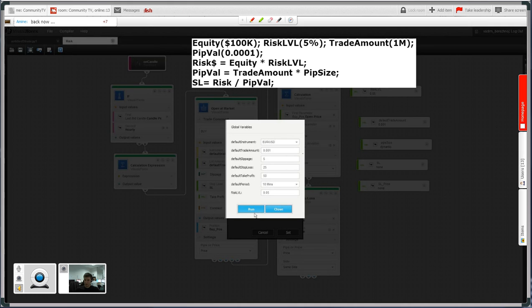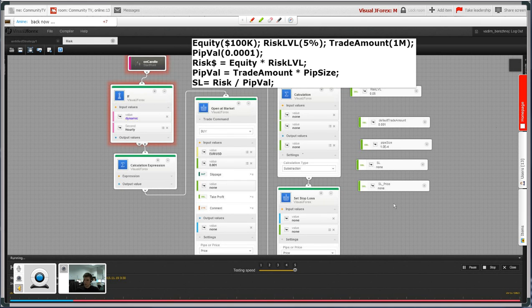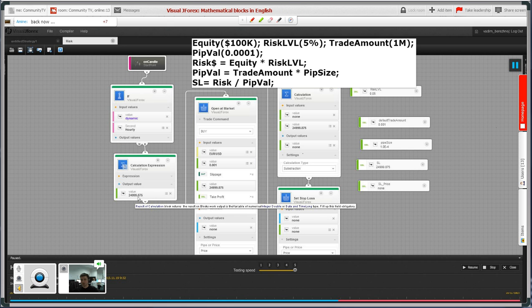Default values. Run. What we got? We get EQT, risk level at 5%. Everything is working okay, but not the stop loss calculation. Default trade amount is set to 1,000. That is a problem. Here should be 1 million.